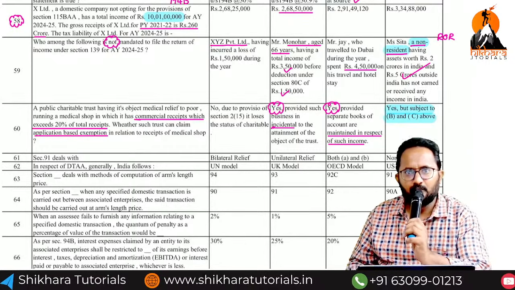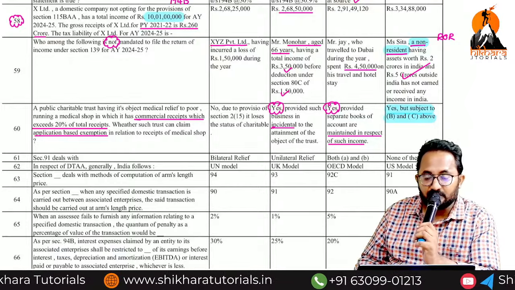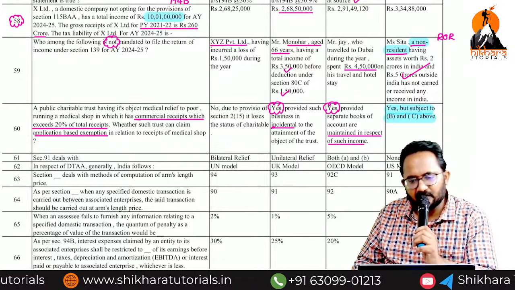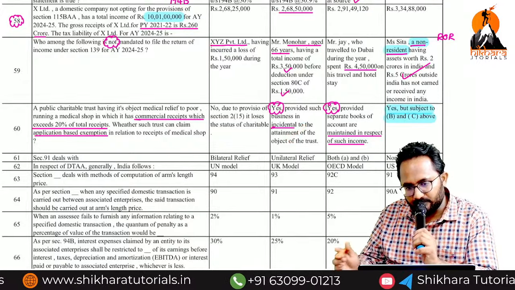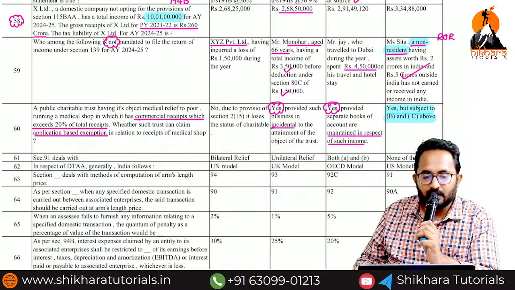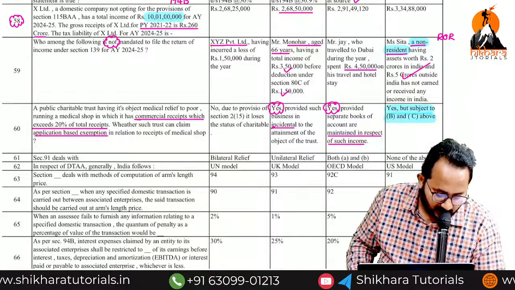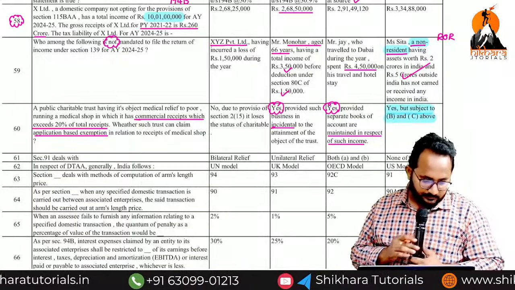A trust also can do business. Example, some trusts are running schools. In their school they can run a canteen also, they can run a stationery shop also, but that business is incidental to the main objective, and if we are maintaining the books of accounts separately, yes, you can get the exemption. Done.